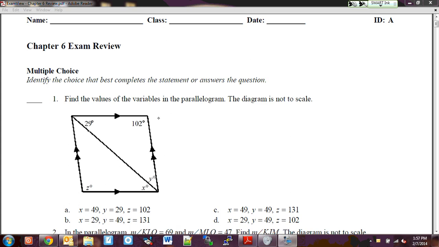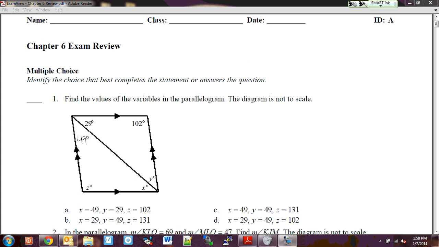Since we know this is a parallelogram, we know this angle here and this angle over here are supplementary. So that means they add up to 180. So if we know they're supplementary, 180 minus 102 is what? Well, it comes out to 78 degrees. Okay, so we know that this entire angle is 78 degrees. Okay, so we know if this is 29, we know that the other angle has to be 49. So we know this has to be 49 degrees.